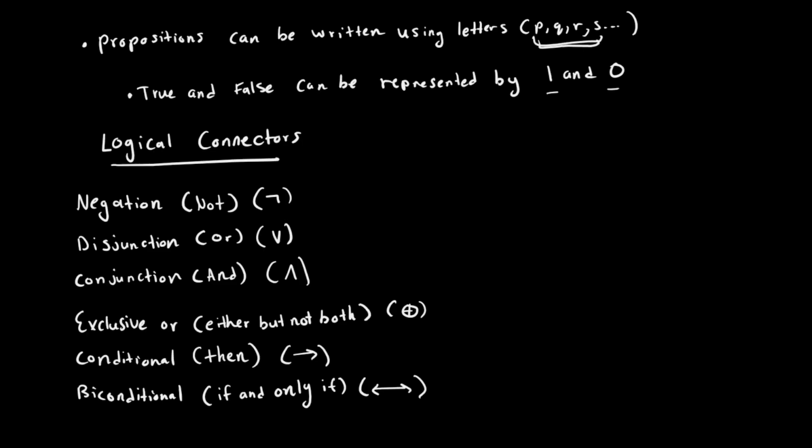A conjunction, the representation is opposite, but it means and. It's just a V that's upside down, but it represents and. Exclusive or is represented by a circle with a cross in it, and what it basically means is either, but not both. Now conditional is known as then. Whenever we see then, it means that we have a conditional, and it's represented with an arrow. Biconditional means if and only if, and it's represented with an arrow with two heads, as we can see here. So that's an introduction to logical connectors.